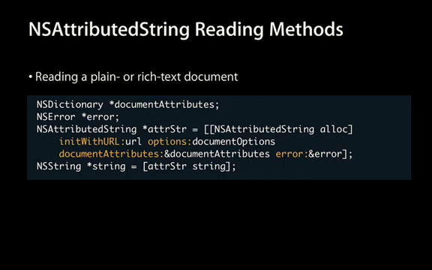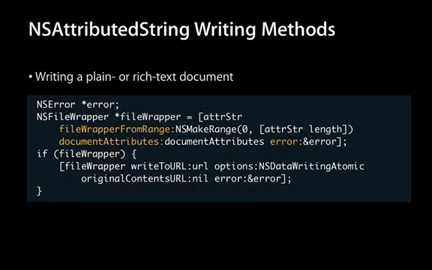One possible complicating factor is that this method involves two dictionaries. There's one dictionary that you pass in, that's the options dictionary, and then there's one that you get back out, that's the attributes dictionary. So in the options dictionary, you can pass in things like what document format you think the document is in, what encoding you think it is in. And the attributes you get back out tell you what format it was actually in and what encoding was actually read as.